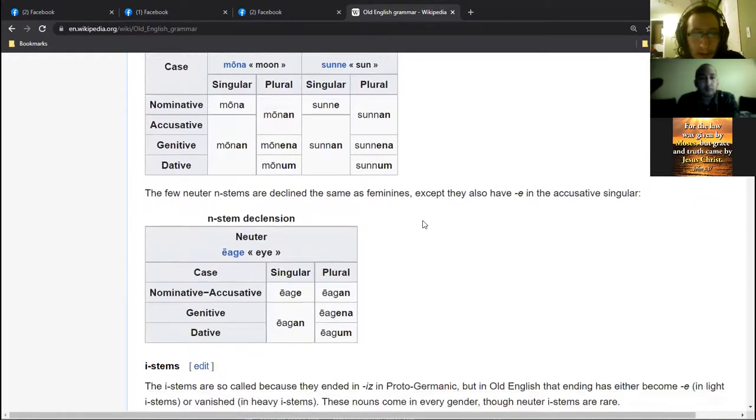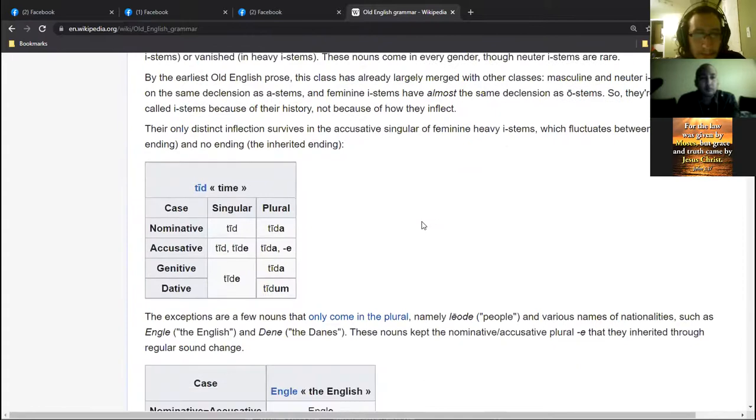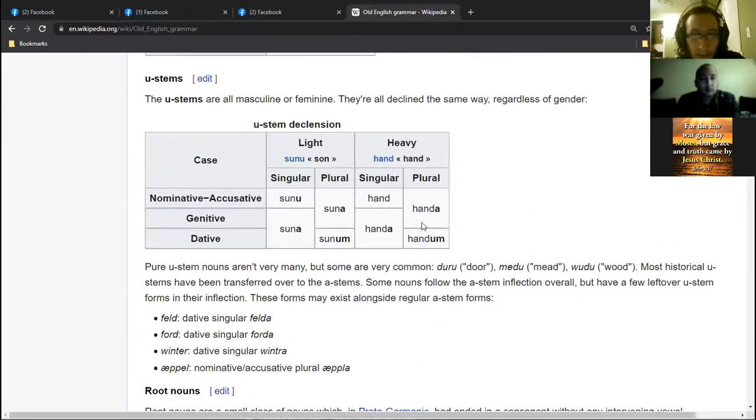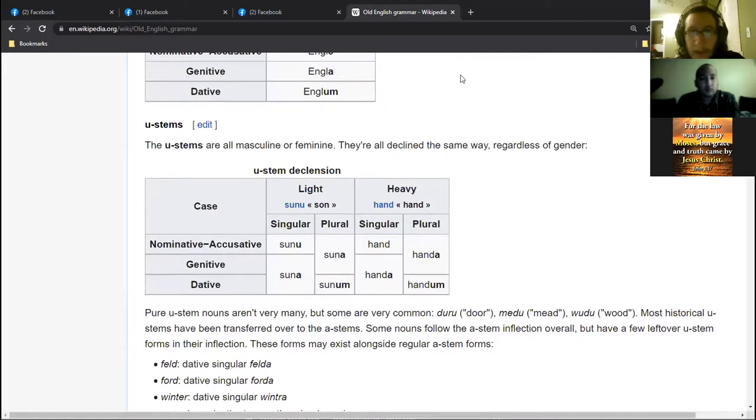There are different things with that. Anyway, that was Old English. Of course, we are not learning Old English, so I will get away from that. Originally, let me pull up the keyboard here.